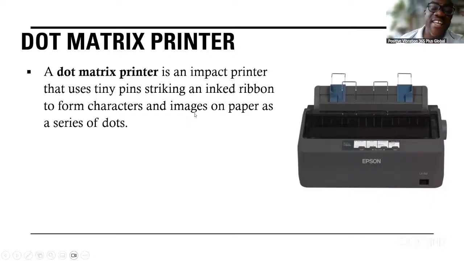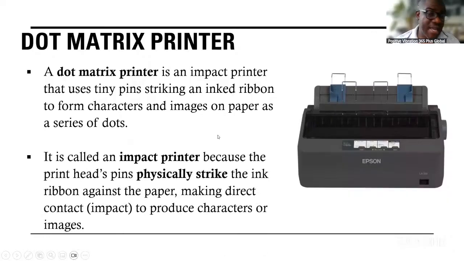Dot matrix. This too is an impact printer. It uses tiny pins, so no big hammer, no drum, tiny pins striking on the ink ribbon to form characters and images on paper as a series of dots. So you need to remember what mechanism they use. That's how you're going to know the difference, all right? And again, it is called an impact printer because the print head pins physically strike the ink ribbon against the paper, making direct contact, what we call impact, to produce characters or images.